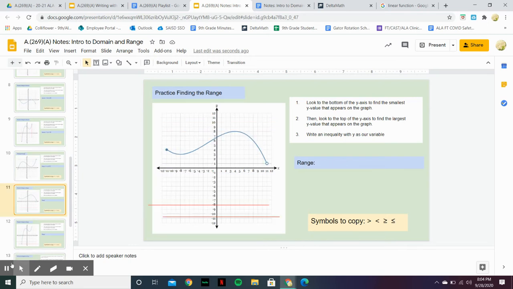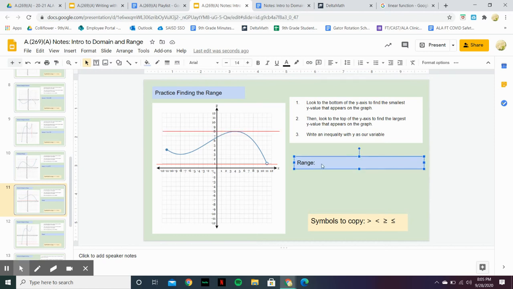All right, example number 2. Again, to find the range, we start by looking at the bottom of the y-axis and finding the smallest number that our graph has on the y-axis. Now, this part is important because it's a little different than the other examples. When I'm looking at the top to find the largest y value, I'm not going to stop here because that's where my point is. I'm actually going to go all the way up here because I see the graph has values up here as well.